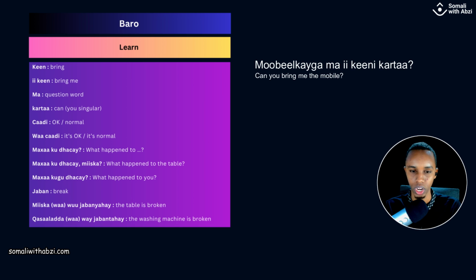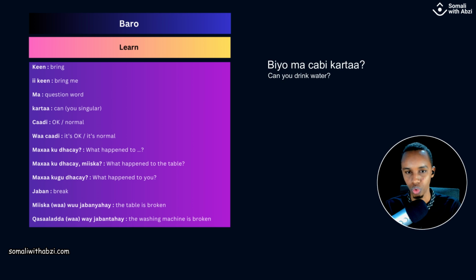If you're going to use a question, we usually add i at the end of the verb. So, mobilka ma ii keeni kartaa. Not mobilka ma keen kartaa. Keeni kartaa. Can is bring, add i at the end. Ma ii keeni kartaa. For example, ab is drink, abi. Biyo ma abi kartaa? Can you drink water? Cun in Somali is eat, so you can say beris or anjero. Anjero ma cuni kartaa. Like that. So we add the vowel i at the end of the verbs when we make a question. And it's also very good to start with the noun instead of the question word.